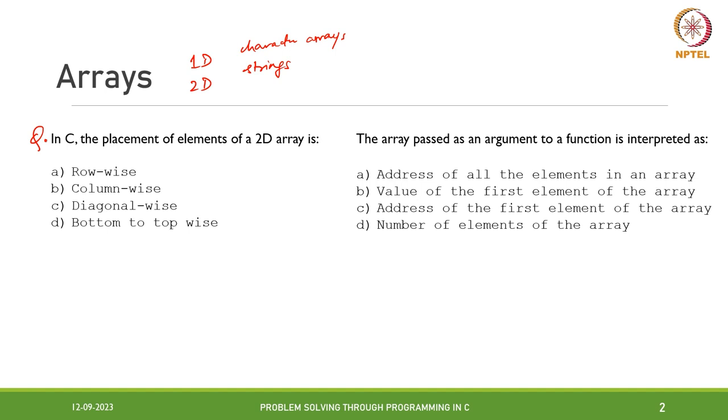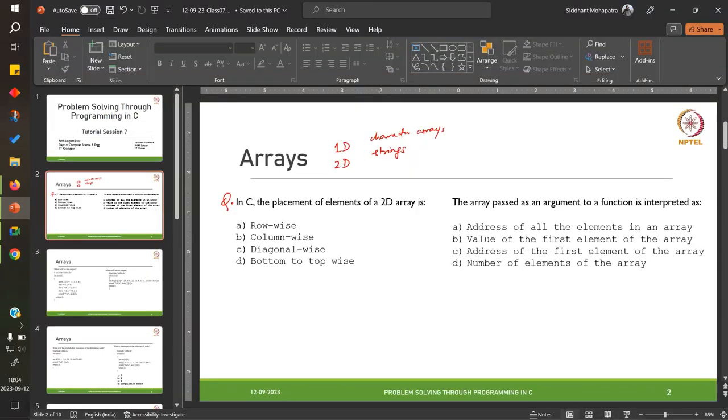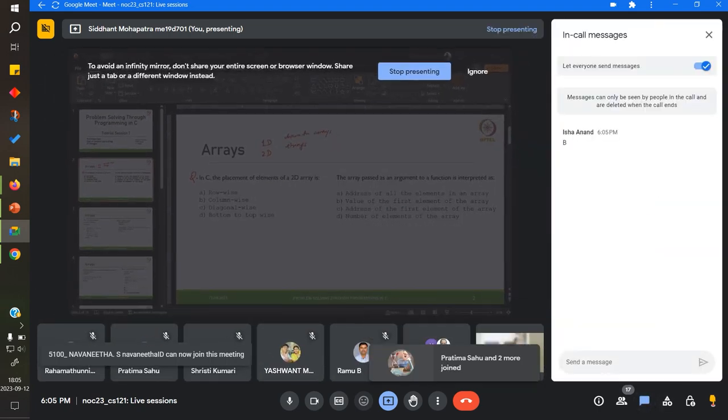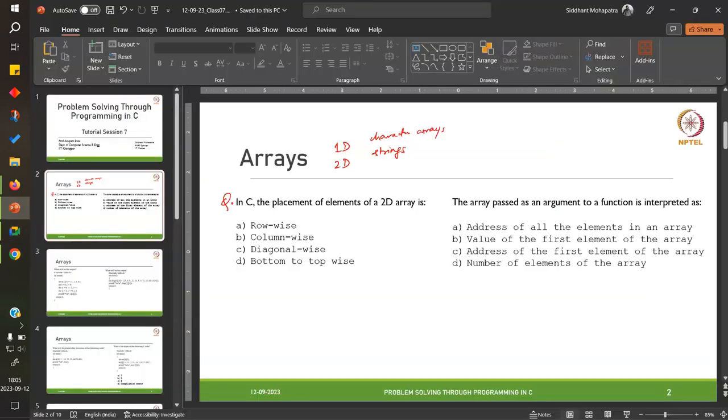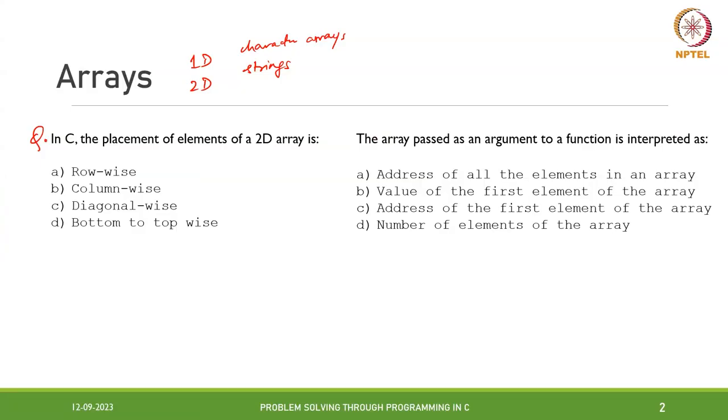The question asks that in C, what is the placement of the elements of a 2D array: in row-wise manner, in column-wise manner, diagonal-wise, top to bottom-wise. So feel free to answer, unmute and answer, or you can also write the answer in the chat box. Alright, so the placement of elements of a 2D array is row-wise.